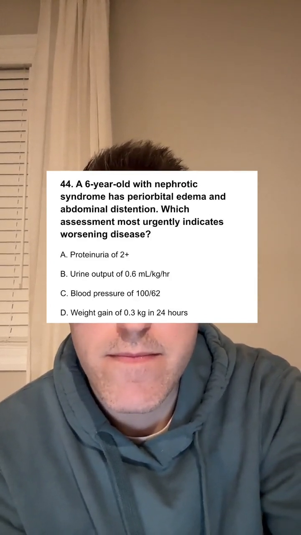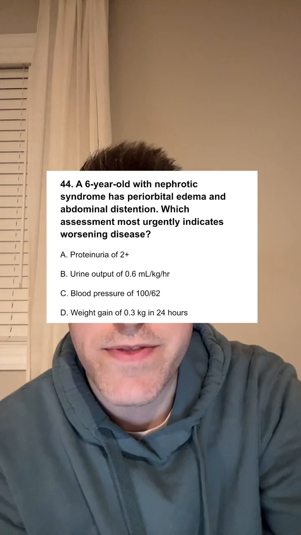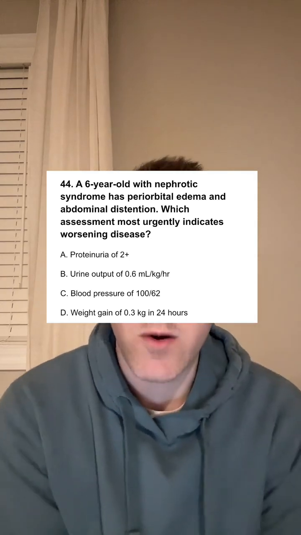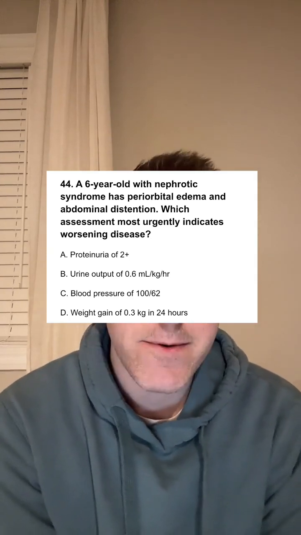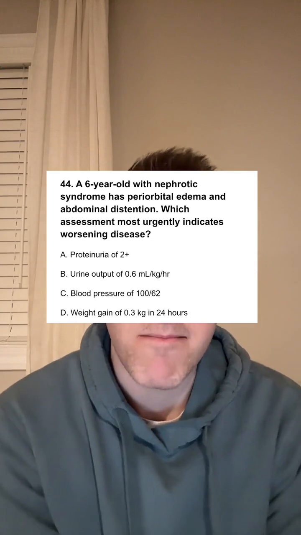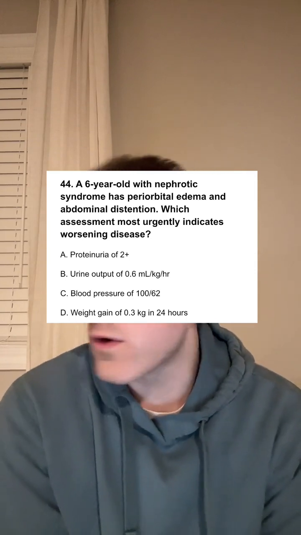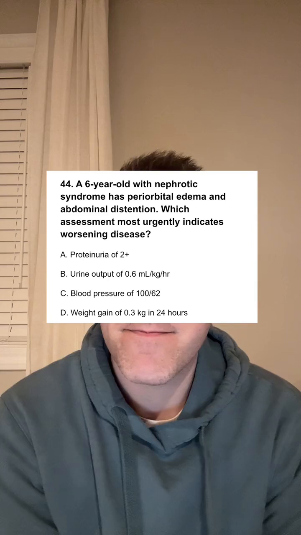44. All right, a 6-year-old with nephrotic syndrome has periorbital edema and abdominal distension. Which assessment most urgently indicates worsening disease?